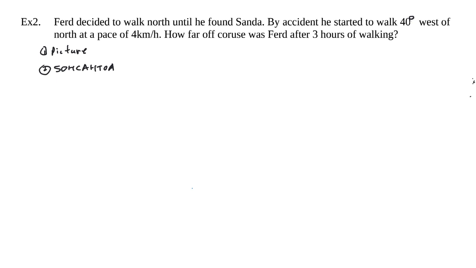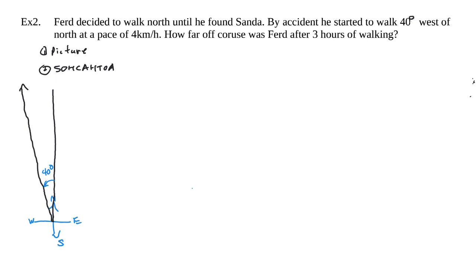All right, so here's what we're going to do. We're going to start off with Ferd. So Ferd, he's actually walking north, right? So imagine you have something like this: a north, an east, a west, and a south. And then Ferd wants to go north this way, right? But instead of going straight north, what happens is he veers off 40 degrees to the west of north. So west of north really means it goes this way, and then this is 40 degrees.